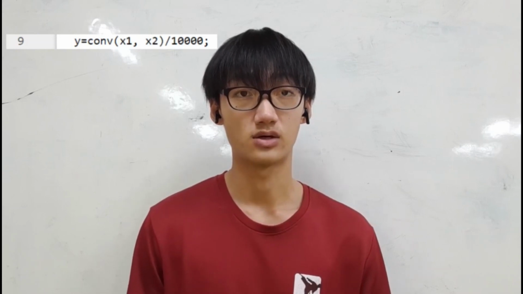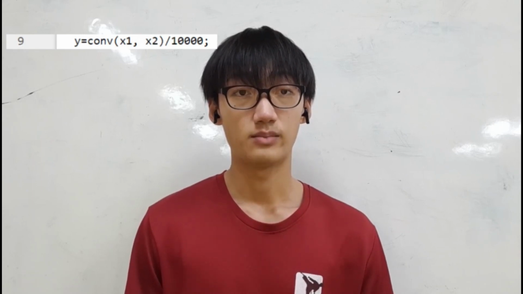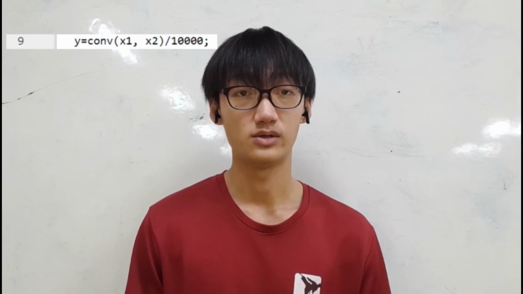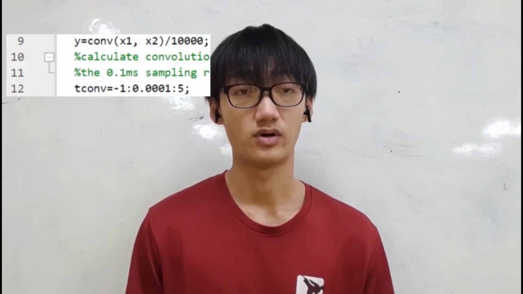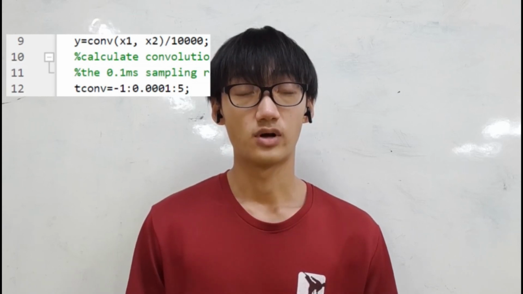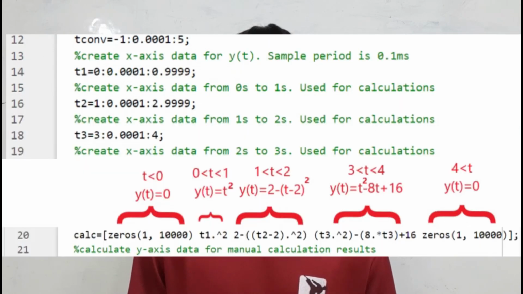On line 9, we have y(t) equal to the convolution of x1(t) and x2(t). We have to divide it by 10,000 because in line 1 we used a resolution of 0.1 milliseconds. Moving on, we have the time samples for the convolution results, which is from -1 to 5 seconds. From line 12 to line 20, it calculates the result of y(t) for each time sample, based on the equation that we got from our manual calculations. And now we start to plot the graph.